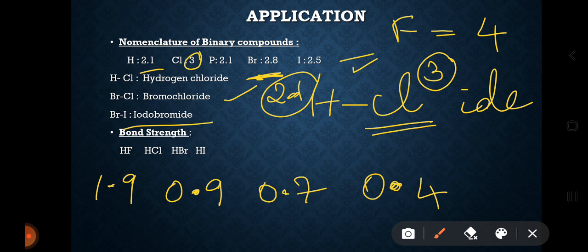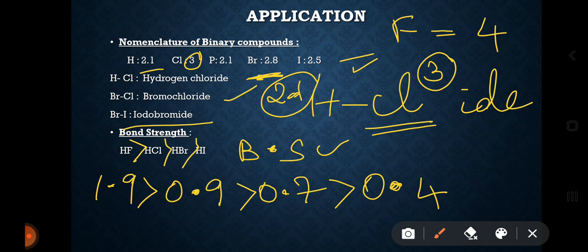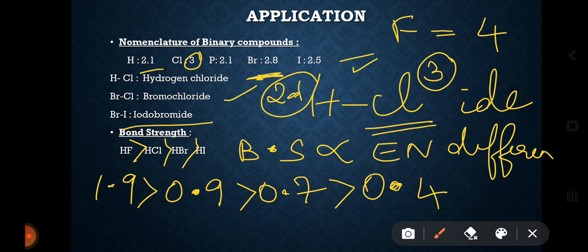Bond strength is directly proportional to electronegativity difference. Here you have the difference between hydrogen and fluorine, hydrogen and chlorine, hydrogen and bromine, hydrogen and iodine. The electronegativity difference is increasing in this order, so bond strength also increases in the same order. Hydrogen fluoride has more bond strength than hydrogen chloride, and more than hydrogen iodide. I think you have understood this: bond strength is directly proportional to electronegativity difference.